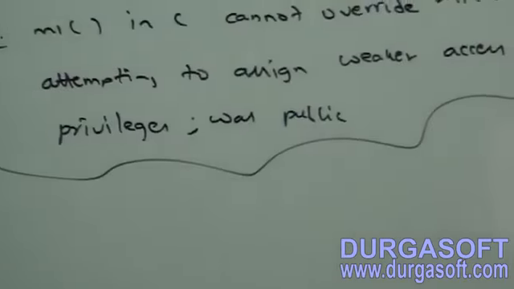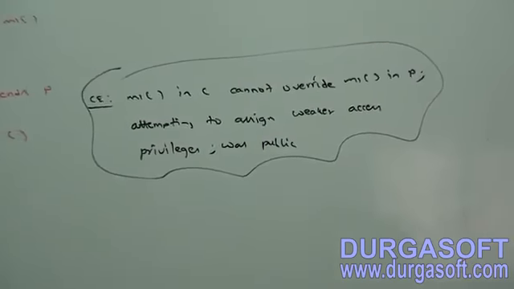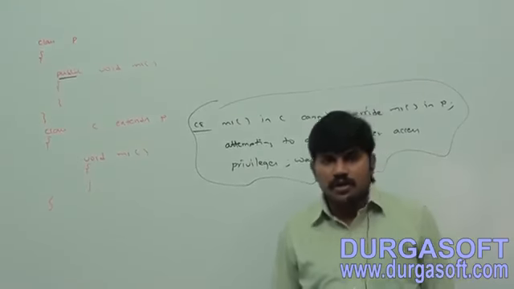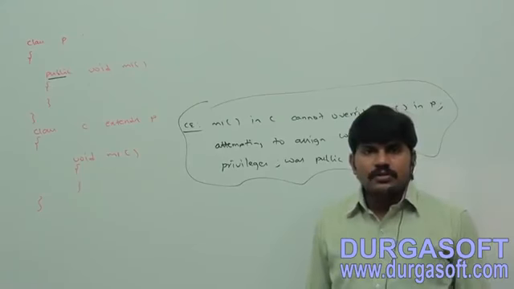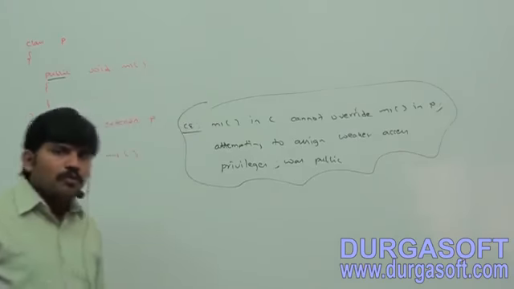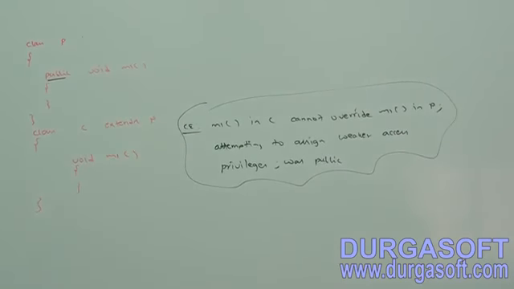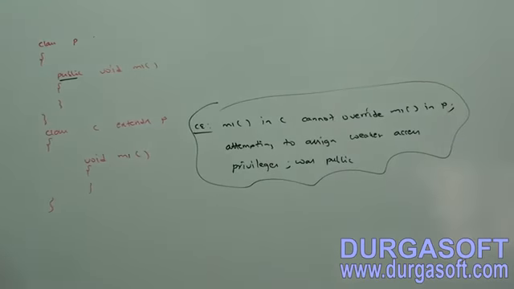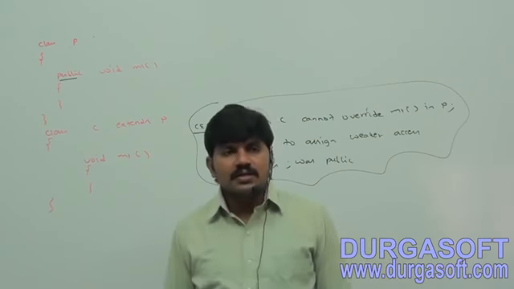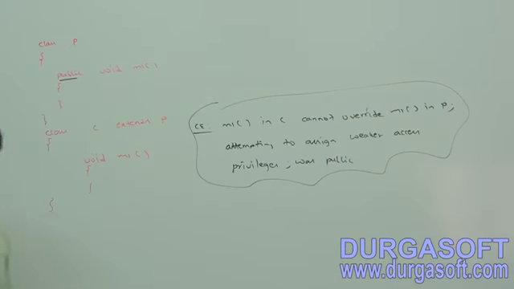While overriding, we can't reduce the scope of the access modifier, but we can increase the scope. Okay, take this example.